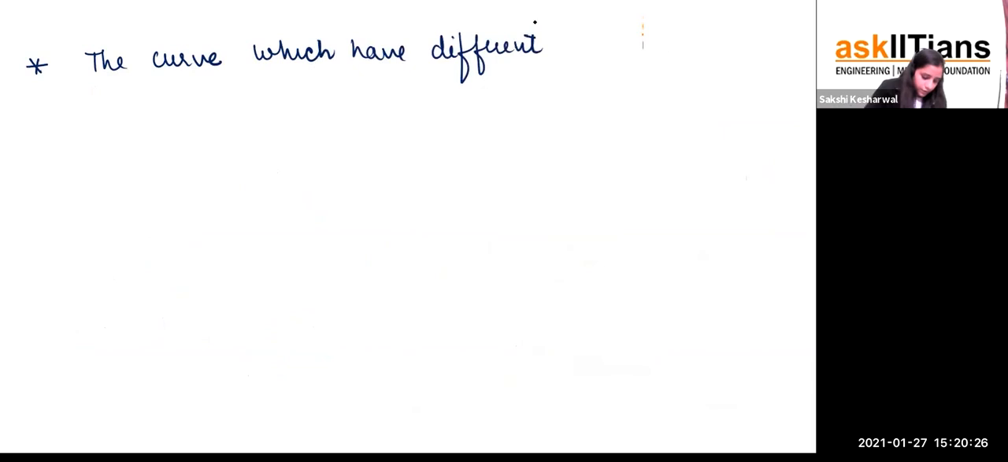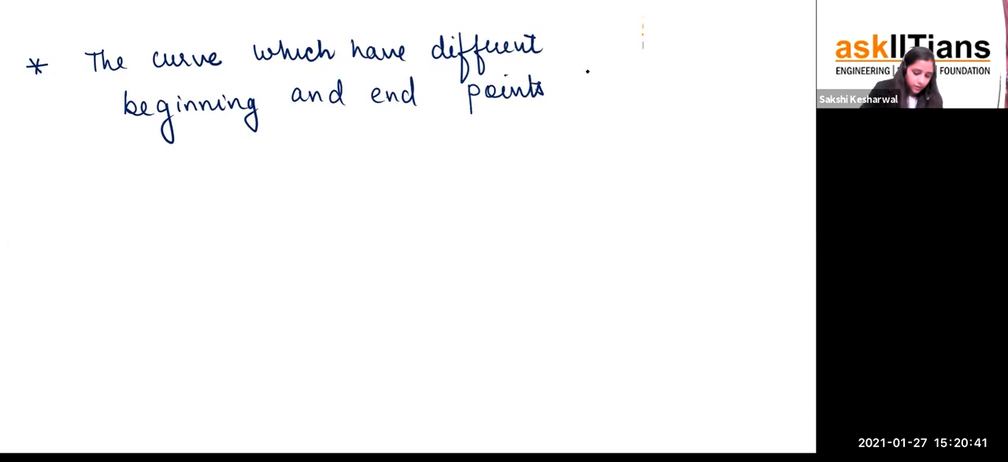First is that the curve which has different beginning and end points is called an open curve.